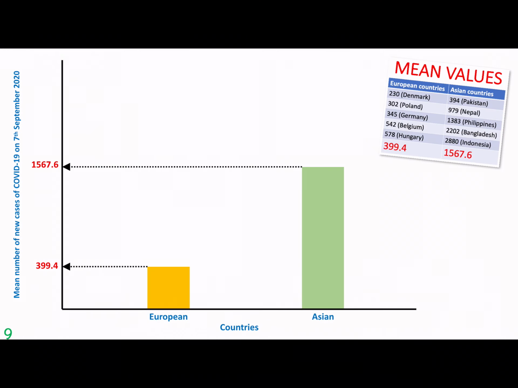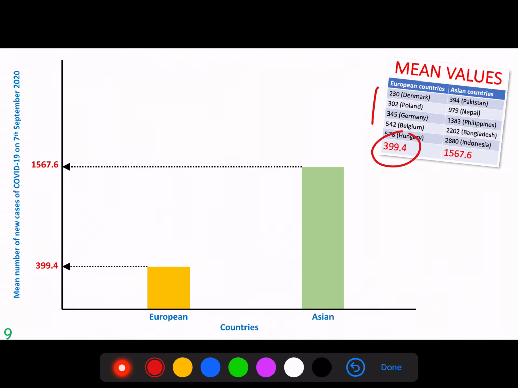Okay, so remember those mean values? Well, we've now plotted them on a bar chart. So 399.4 is the mean value of Europe, and 1567.6 is the mean value of Asia. And don't forget, I'm sure you know this, that the top of the bar is the mean. That value there represents 5 values, and the top of the bar is where we plot them. Easy stuff.